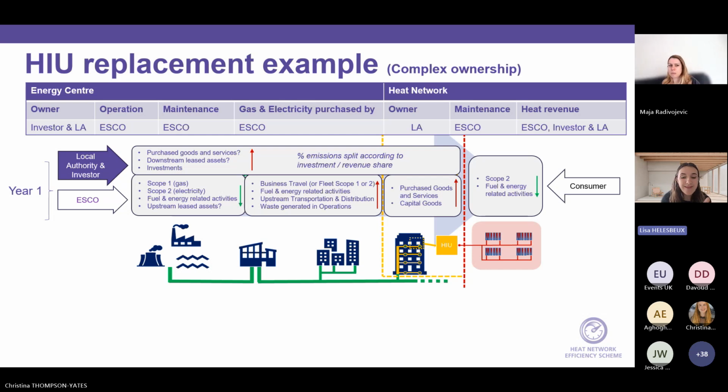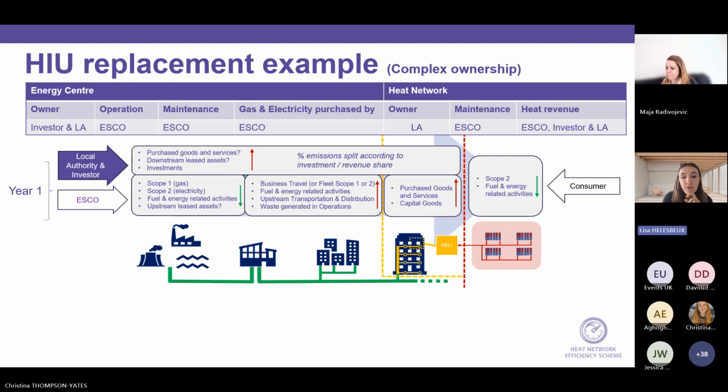And potentially, if they are leasing the asset from the local authority or the investor, their upstream leased assets will also reduce. But since we are in the first year of reporting, as with the water pump that we just showed, the installation drives temporary increases in travel, upstream transport, waste, purchased goods, and so on. And for the consumer, here it is the same story. They benefit from the reduction of their scope 2 emissions and upstream fuel and energy-related activities.